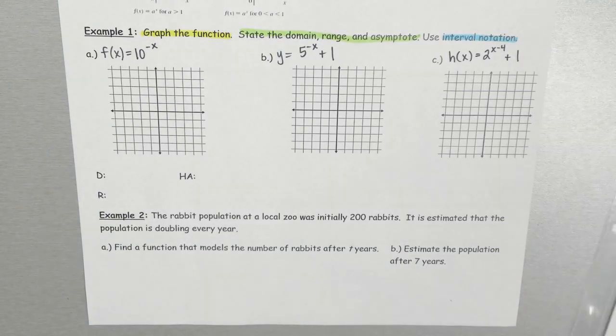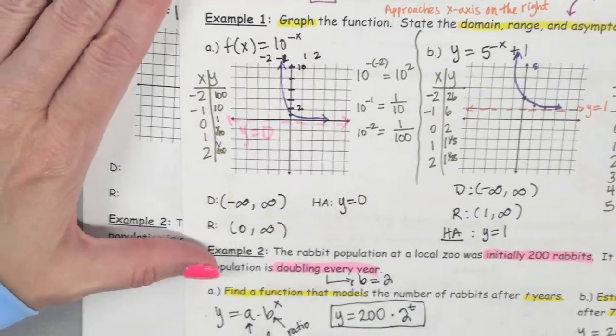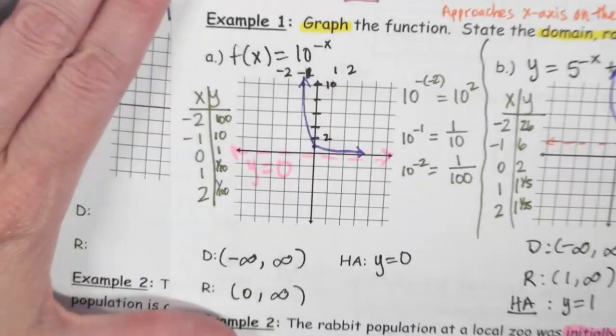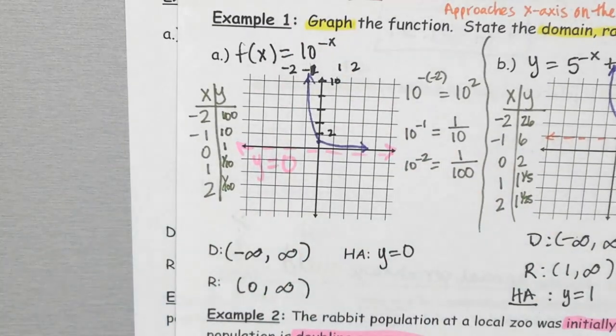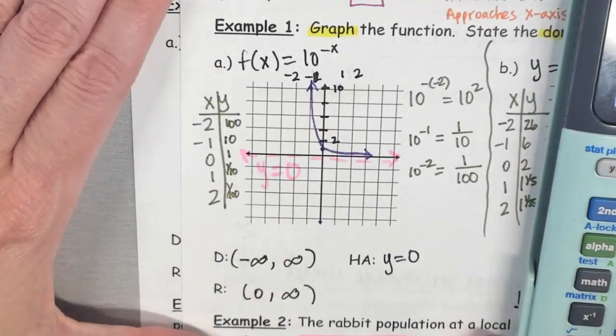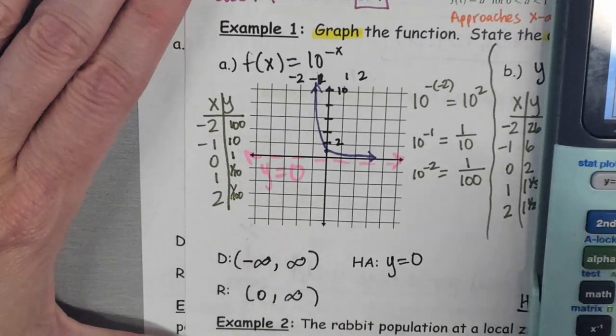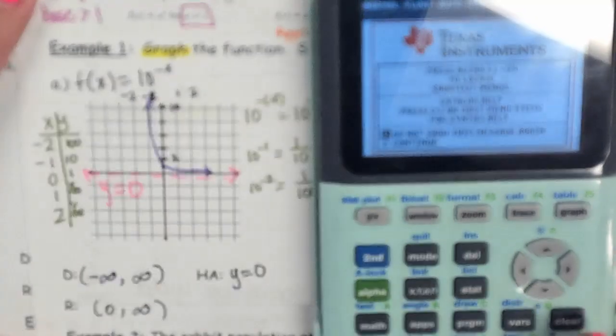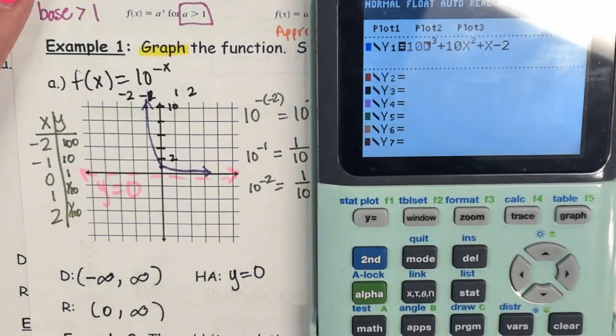for example 1. Okay, so you had to graph the function. You could use your graphing calculator, and then you stated the domain, the range, and the asymptote, and you used interval notation. So this is something that you have done before, which is why I had you do this on your own. So when you're doing 10 to the negative x, when you plug that into your graphing calculator, if you guys can write down your table with me as we investigate this, you have 10 to the power of negative x, okay, which would be the same thing as 1 over 10 to the x power.